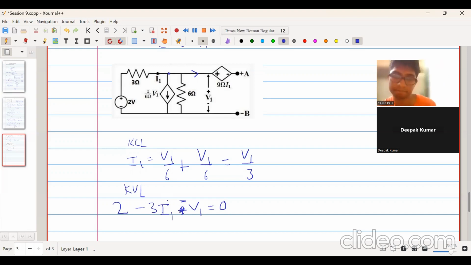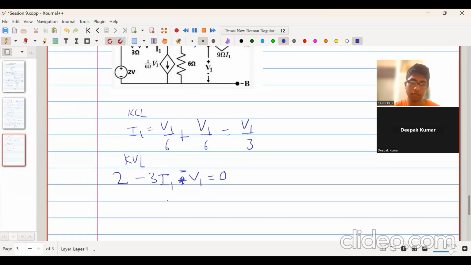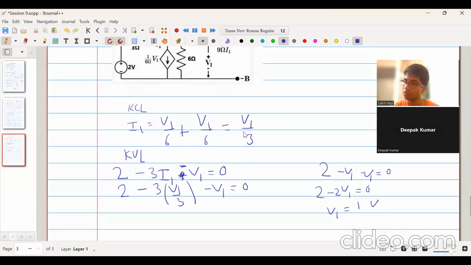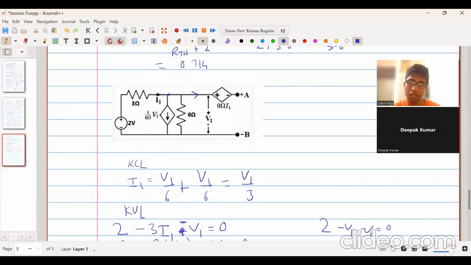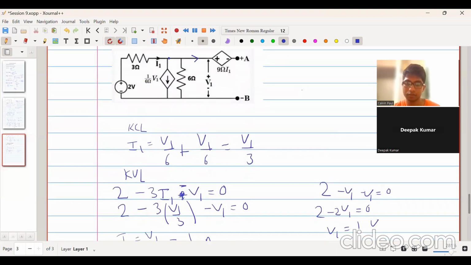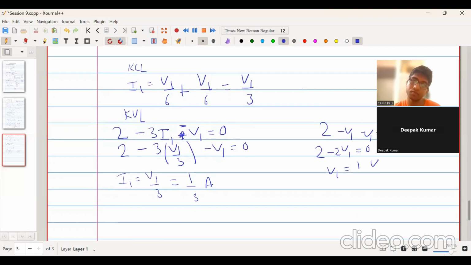So we can put the value of I1 and get the value of V1. We get 2 minus 3 into V1 upon 3 minus V1 is equal to 0. So 2 minus V1 minus V1 is equal to 0, so 2 minus 2 V1 is equal to 0. We get V1 equal to 1 volt. And I1 is equal to V1 upon 3, that is 1 by 3 ampere.